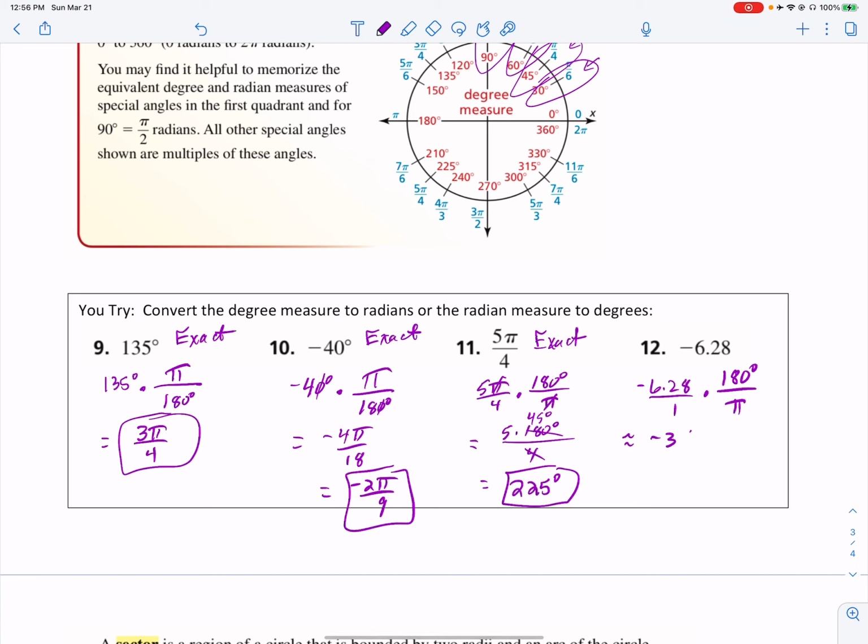This will come out to negative 359.817 degrees to 3 decimal places, and that's approximately a negative 360 degrees. And that's because 2 sets of 3.14 is 6.28, which is approximately 2 pi. So we've rotated clockwise about a full rotation.